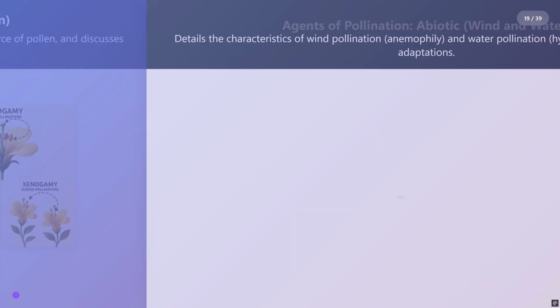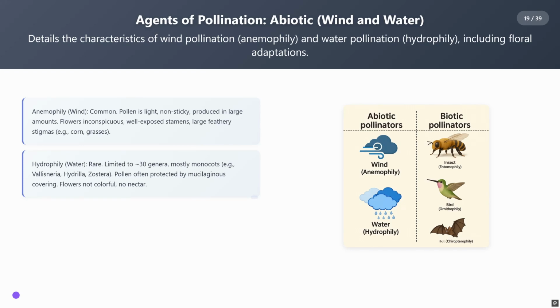Now, let's talk about the helpers, the agents that make these transfers happen. We have the abiotic ones first, wind and water. How common are they? Pollination by wind, which we call anemophily, is actually quite common among these abiotic methods. Wind-pollinated flowers have some characteristic features. They typically produce huge quantities of pollen grains. Why so much? Because wind pollination is very inefficient, it's a bit of a scattergun approach. So they need lots of pollen to increase the chances of some grains actually landing on a receptive stigma. The pollen itself is usually light, dry, and non-sticky, so it can be easily carried by air currents.